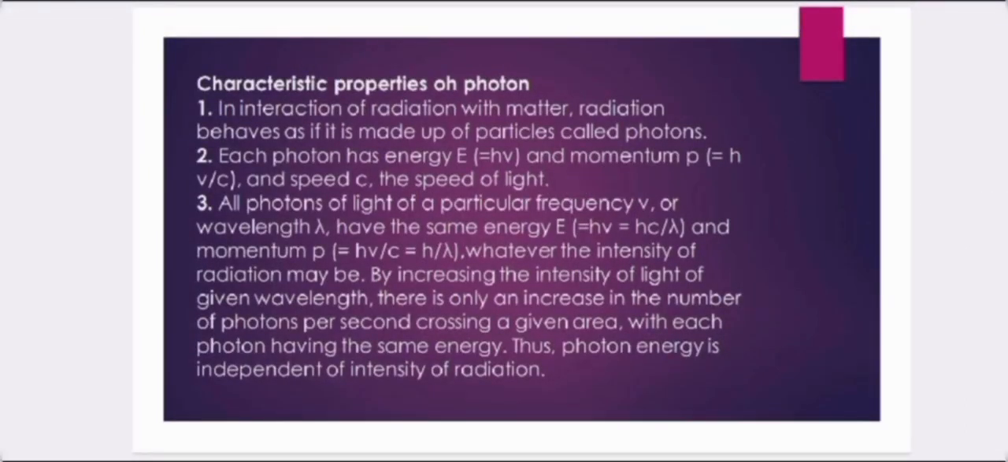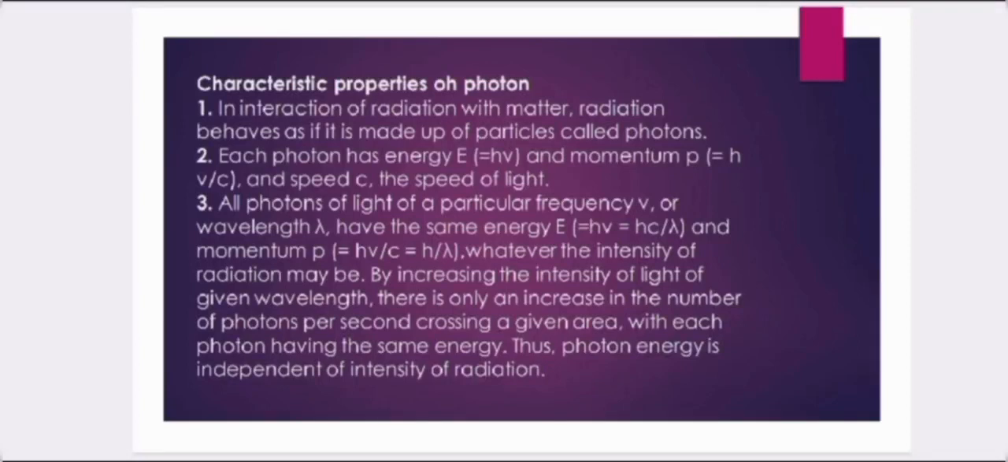Characteristic properties of photon. In interaction of radiation with matter, radiation behaves as if it is made up of particles called photons. Each photon has energy E equal to hv and momentum p equal to hv/c, and speed c, the speed of light. All photons of light of a particular frequency v or wavelength lambda have the same energy E equal to hc/lambda and momentum p equal to hv/c equal to h/lambda.